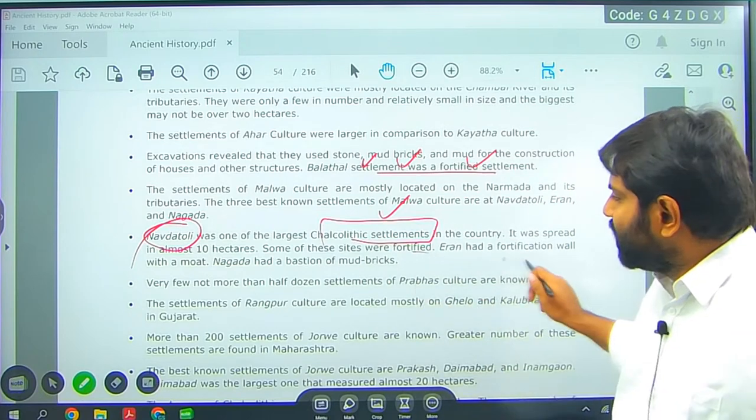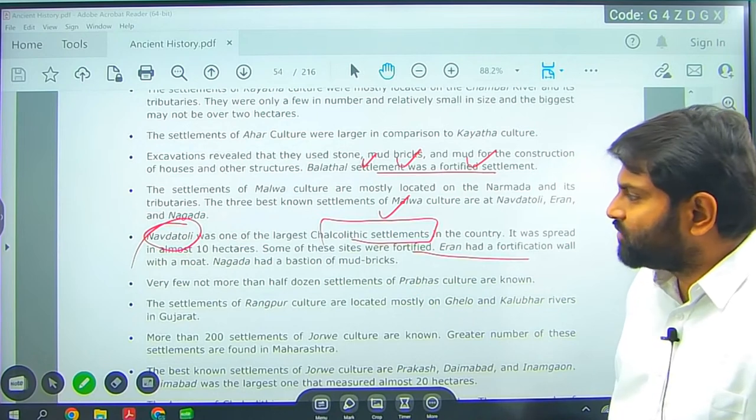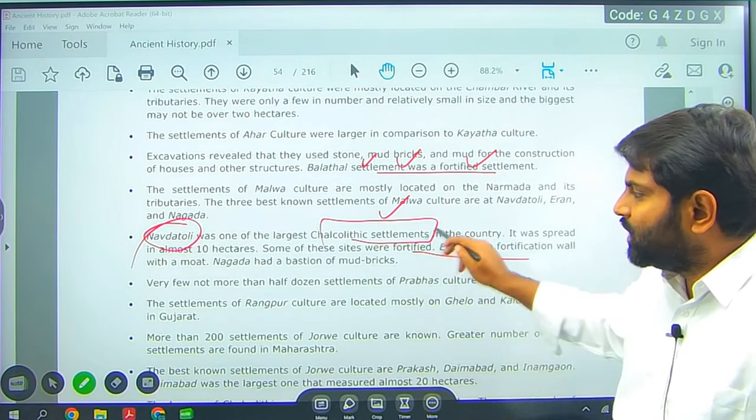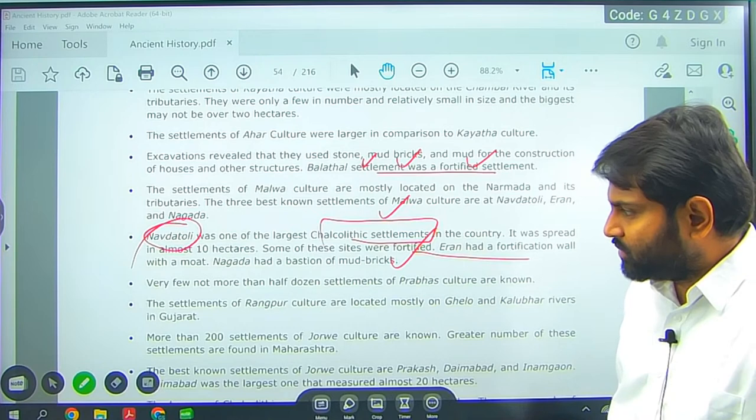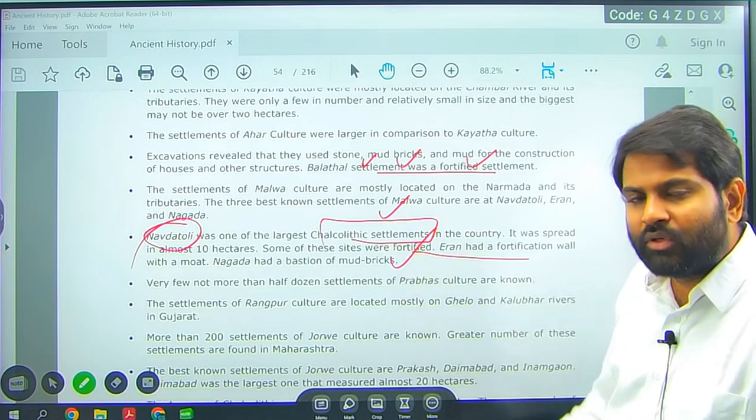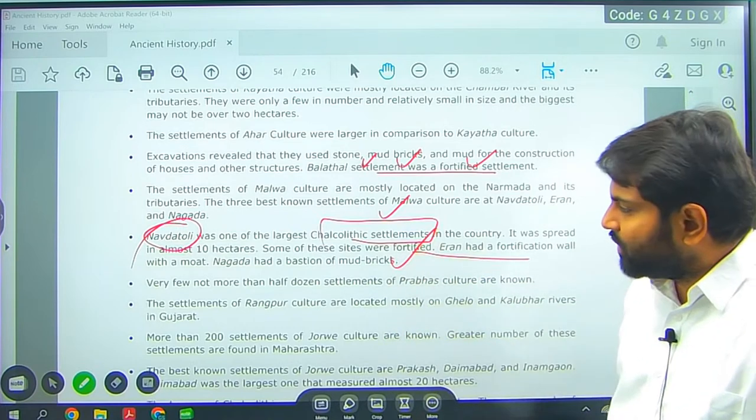Some of these sites were fortified. Eran also had a fortification wall with a moat. Nagda had a bastion of mud bricks. So it was mostly mud, mostly the material which is used for pottery.